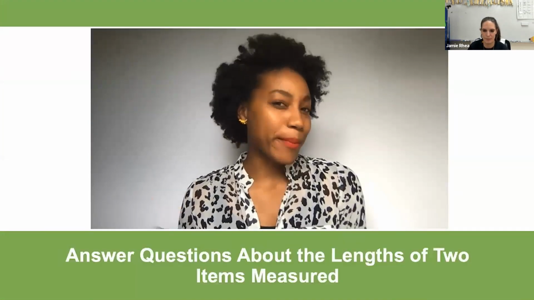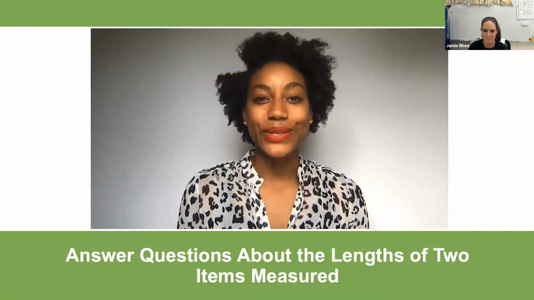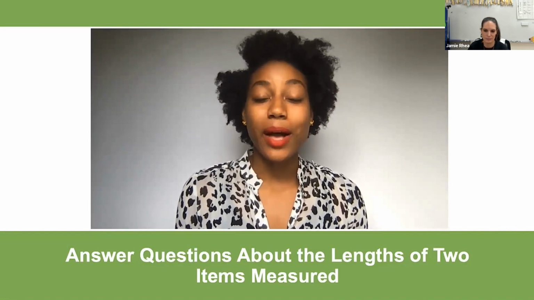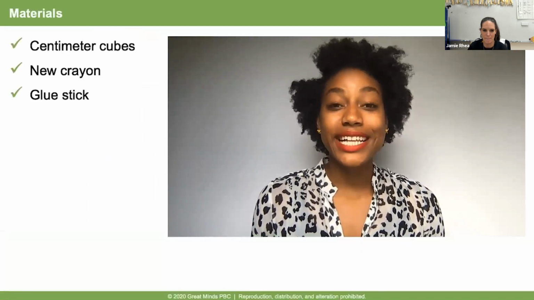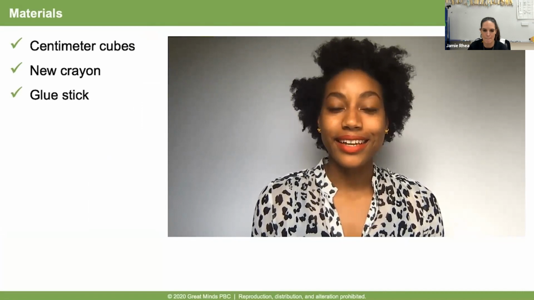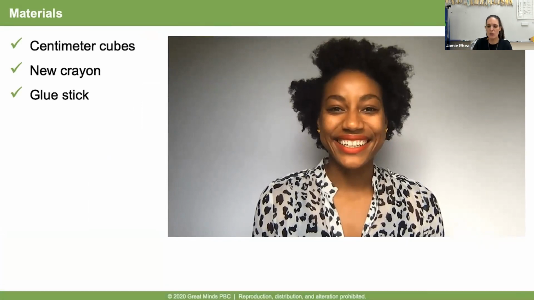Welcome to class, my marvelous mathematicians. It's Miss Caitlin here, ready to guide you through another lesson. Today, we are going to answer questions about the length of 2 items that you measure. For today's lesson, you will need centimeter cubes, a new crayon, and a glue stick. Now, if you have those objects, great, you can use those. If you don't have those objects, it's okay. Just follow us along in the video. And I know we don't have centimeter cubes, so you can use your strip of paper for your centimeter cubes.